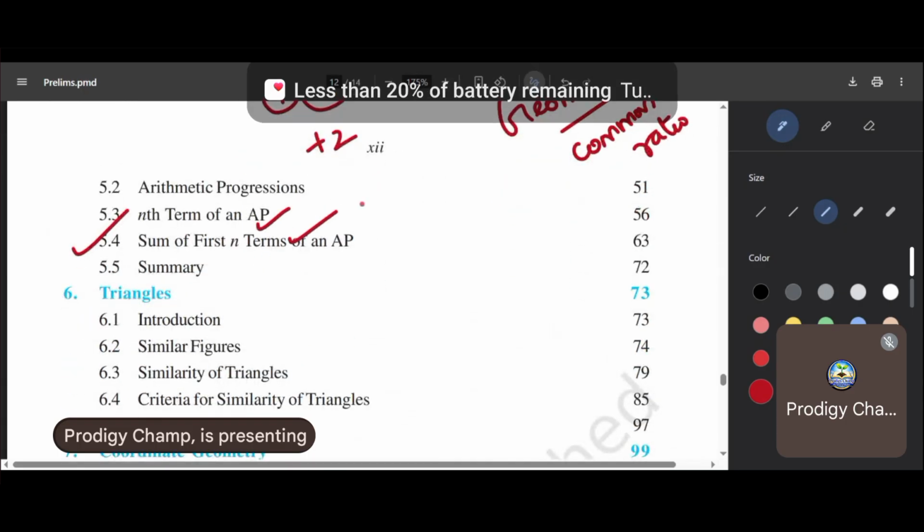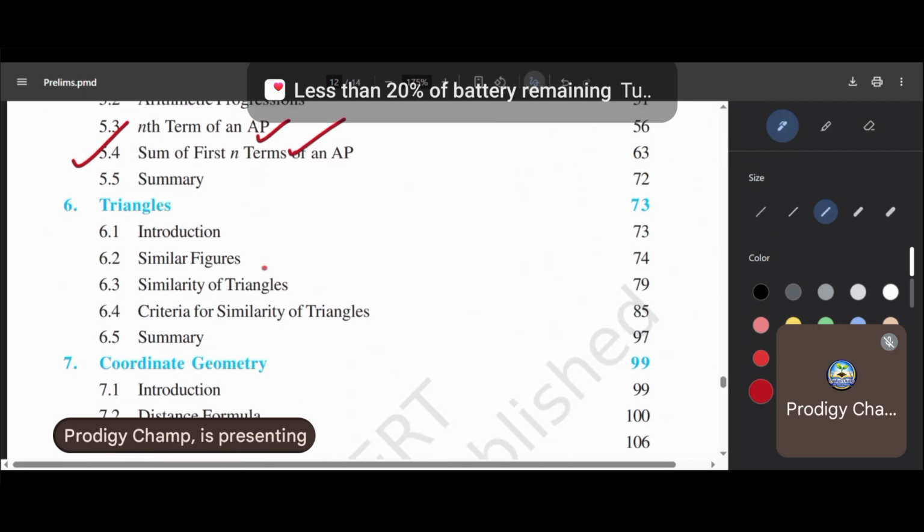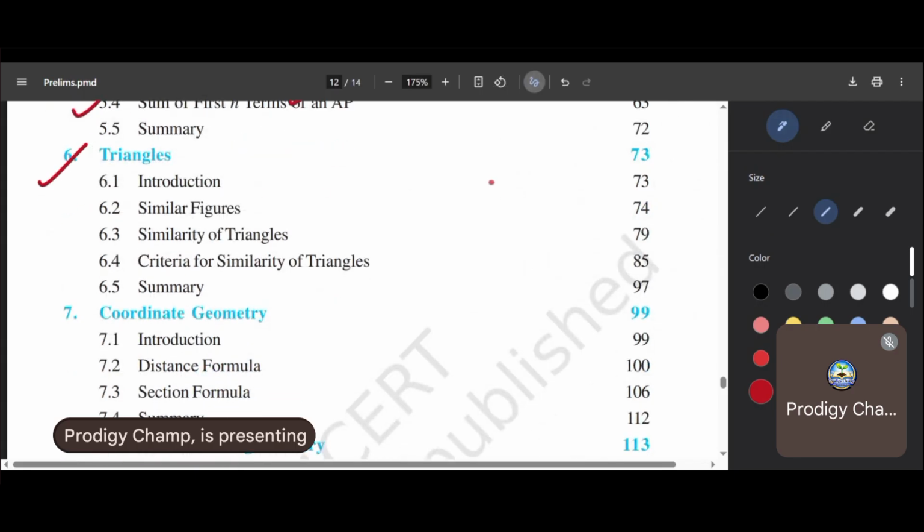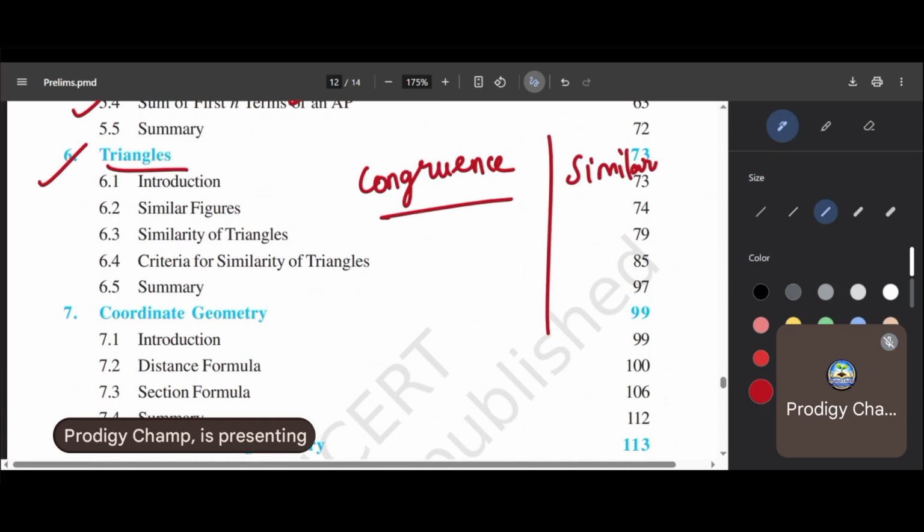Got it? Done. So coming to triangles, ma'am, already in 9th standard triangles is very hard, I don't like triangles. But in 10th standard triangles, you believe me, it is easy. Okay, in 9th standard you learned about congruency of triangles. Got it? But in 10th standard you will be learning about similarity of triangles. So both are the same, but we have a few differences.